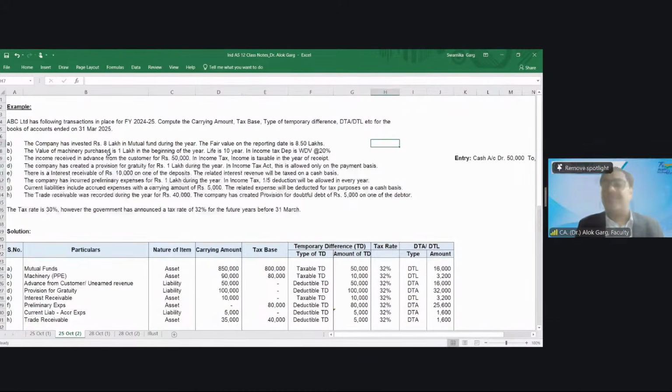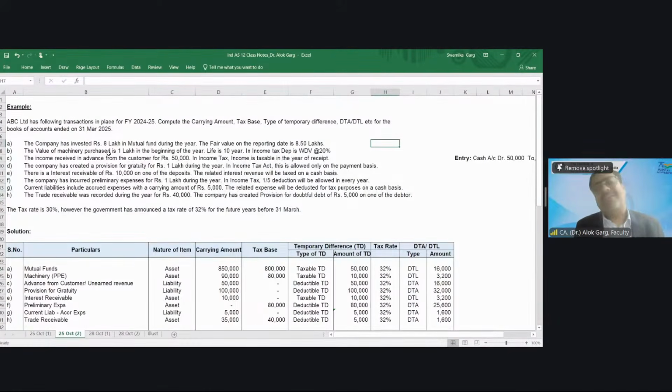Quickly tell me, what is my carrying amount? 8.5 lakh. My book base is 8.5 lakh. What is my tax base? 8 lakhs. My asset value is higher in books. What should I do? Create liability. If it is a liability, Karthik, which nature of difference is it?